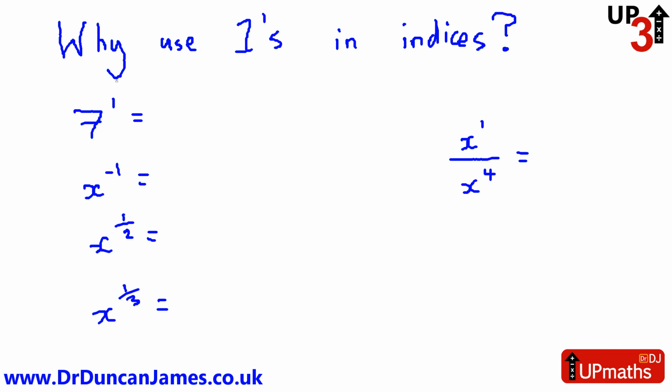Why do we use ones when we're doing indices in maths? This is just a little quick discussion video. Well, 7 to the 1 is just 7.